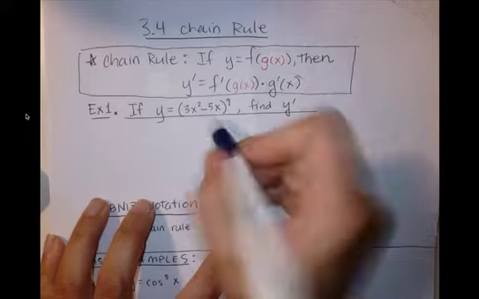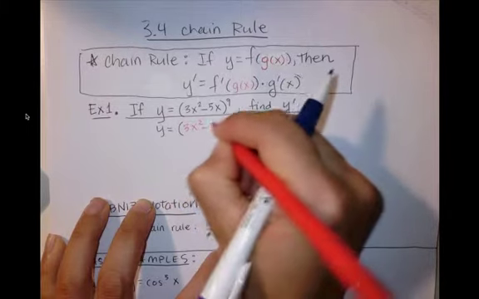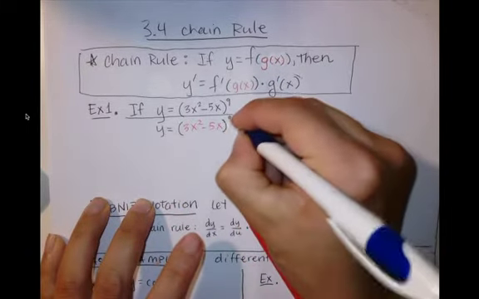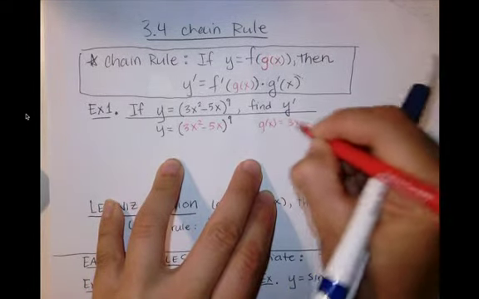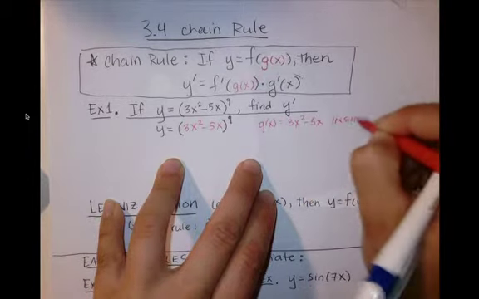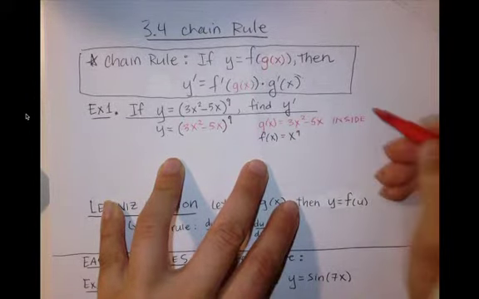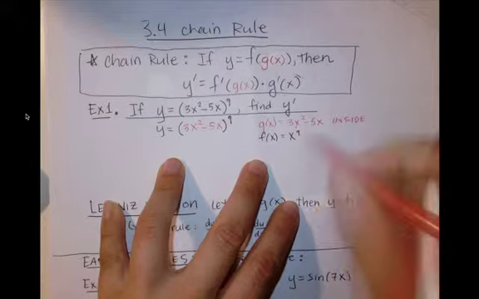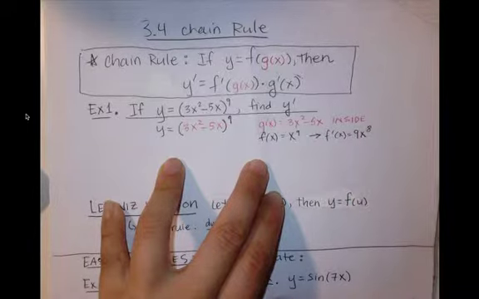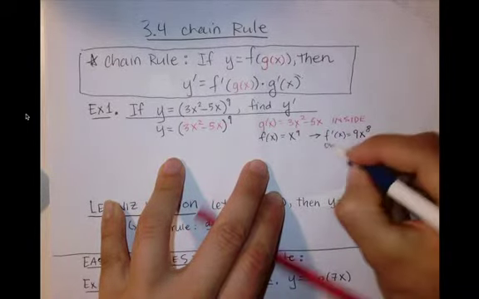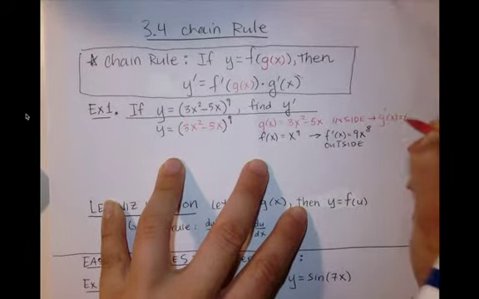So in this example right here, we have y is equal to (3x squared minus 5x) to the ninth. So our inside function is g of x equals 3x squared minus 5x, and our outside function is f of x equals x to the ninth. So in this case, we know that the derivative of the outside function is 9x to the eighth, and we know the derivative of the inside function is 6x minus 5.